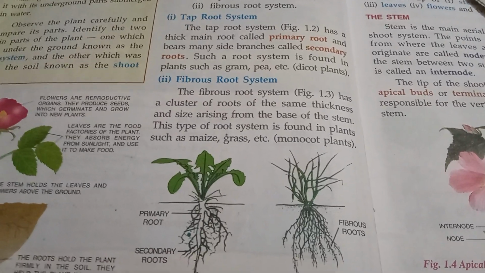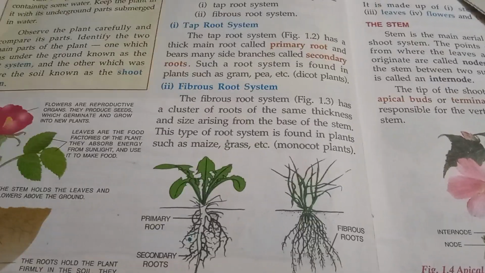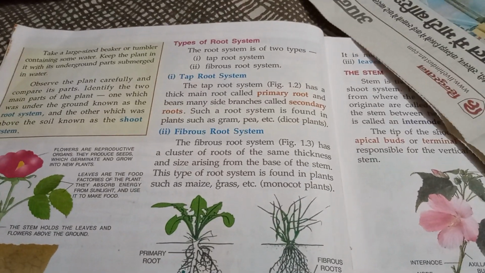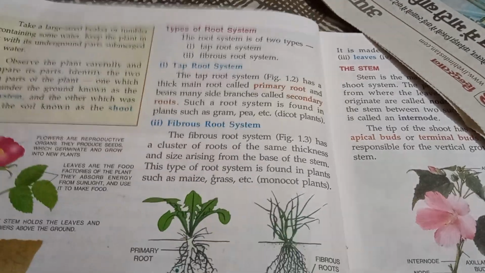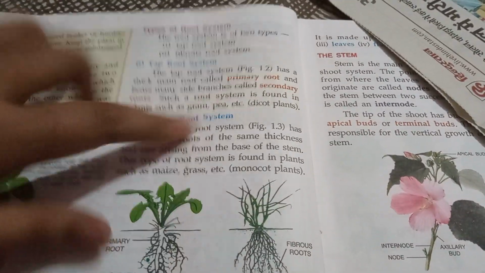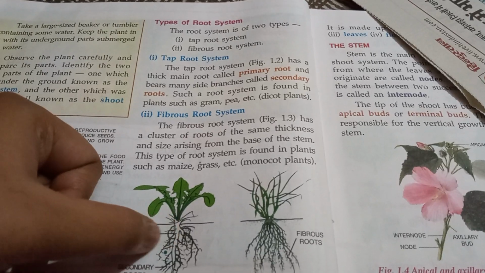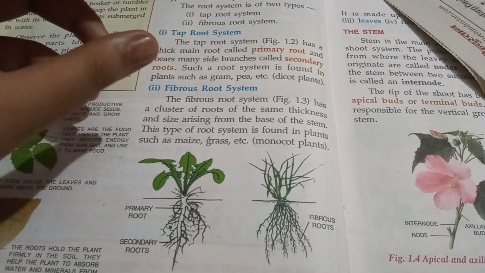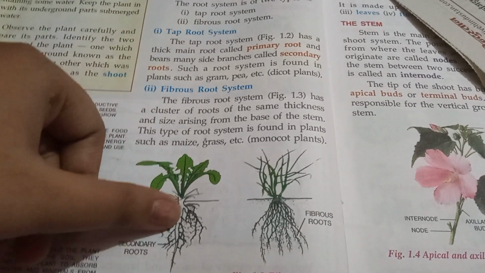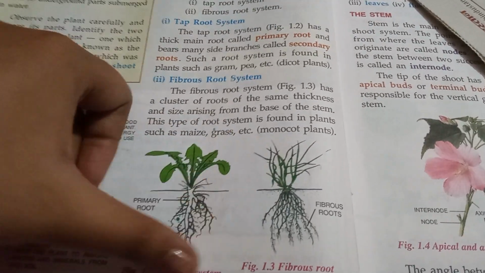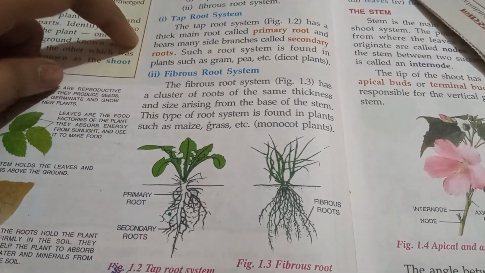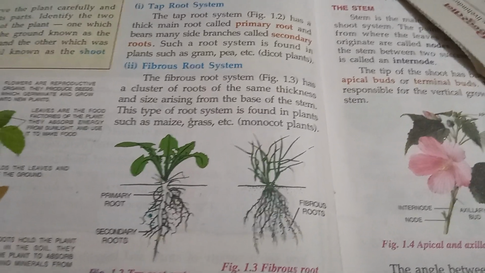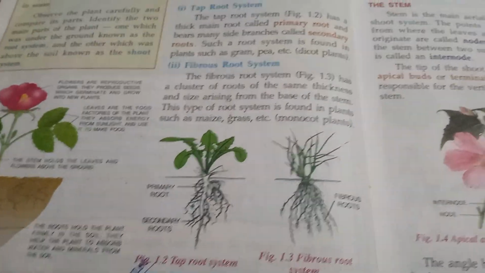But if you haven't, you will get to know when the topic gets covered. Taproot system. The taproot system has a thick main root called the primary root. As I told you, primary root, thick root here. This is the primary root, and now it bears many side branches called secondary roots. These roots which I drew are secondary roots, such a root system is found in plants such as gram, pea, or dicot plants. As I told you, dicot plants have a taproot system.